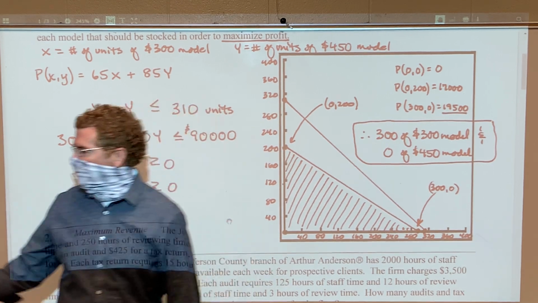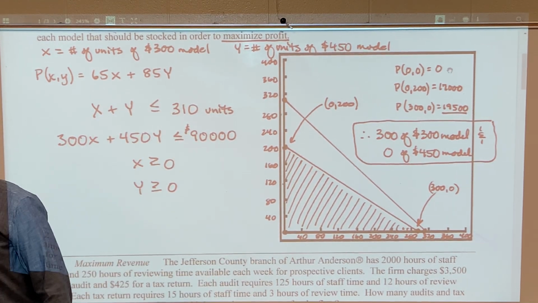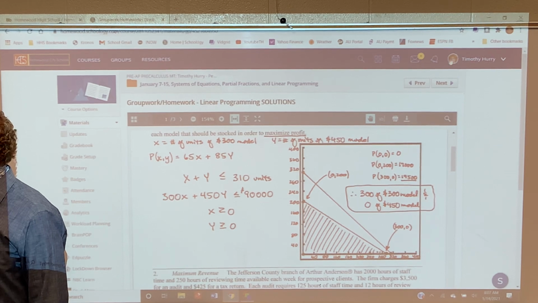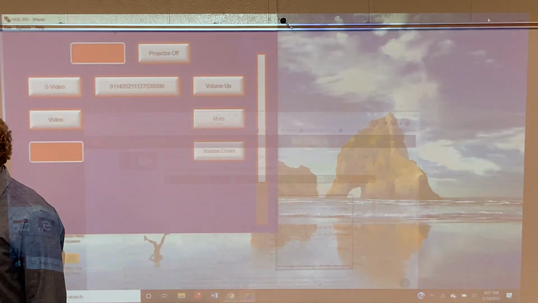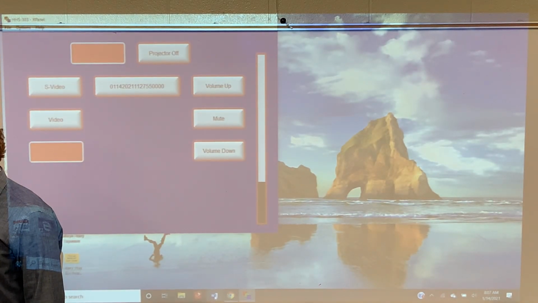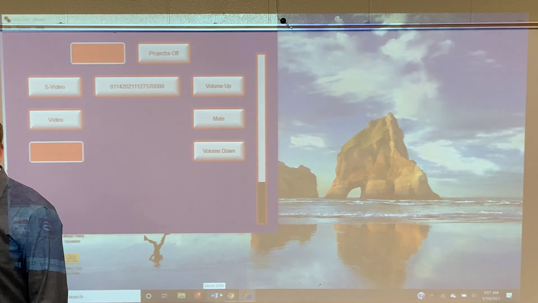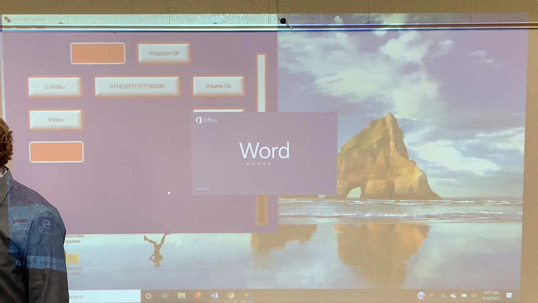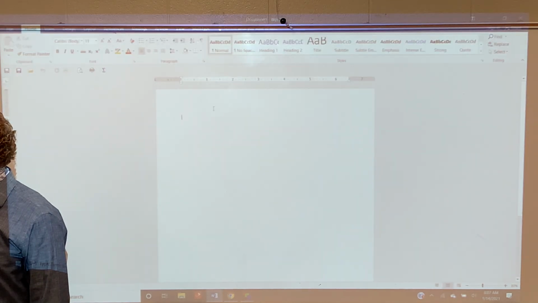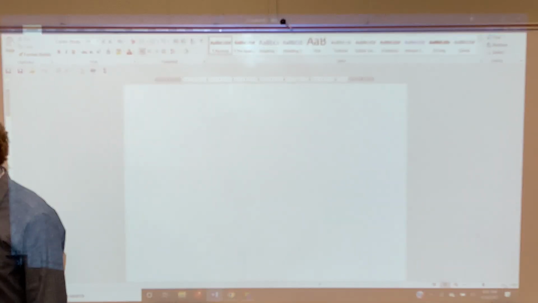The second question on the table was about Gaussian elimination. So let me just grab a problem. Tell you what, I'll just make one up. It'll save the problems for you.